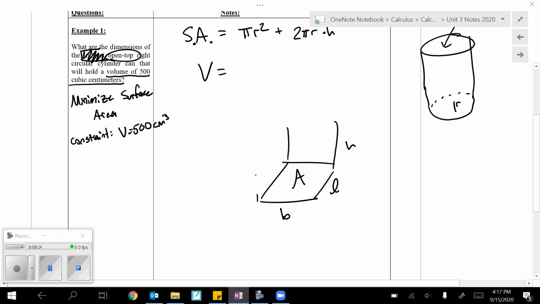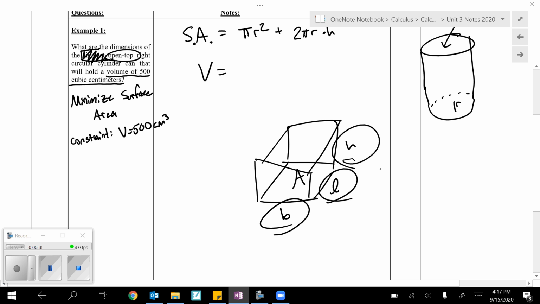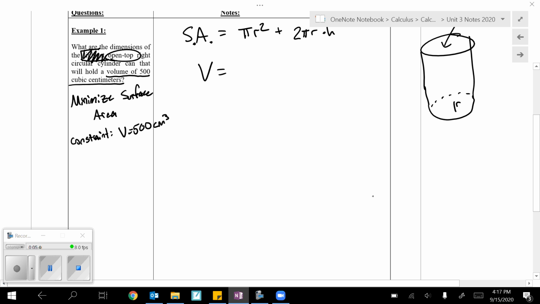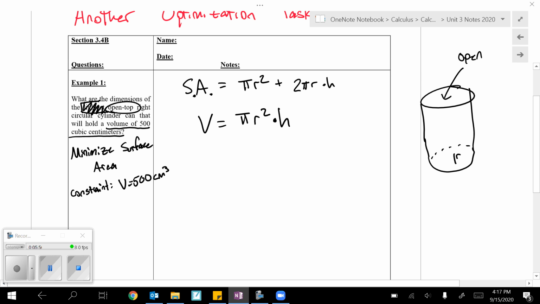And oh God, we're about to see exactly how terrible I am at drawing 3D images. But my point is you'd have a base, a length, and a height. So another way you could say this is area times height. Well, we already talked about the area of the base. It's a circle, pi r squared, and then times height. And we know, thanks to our constraint, that that has to be 500 cubic centimeters. So this should help us get rid of one of the variables.